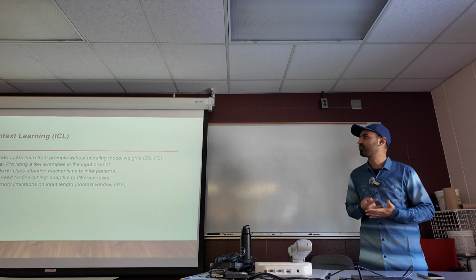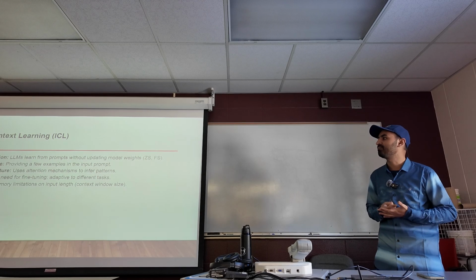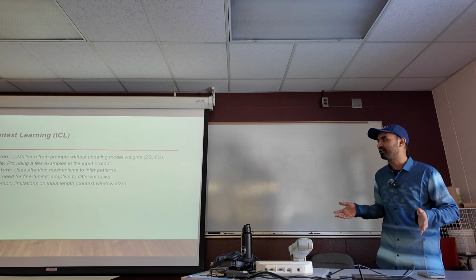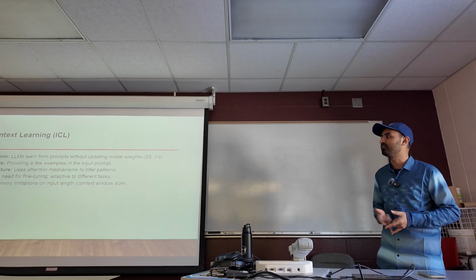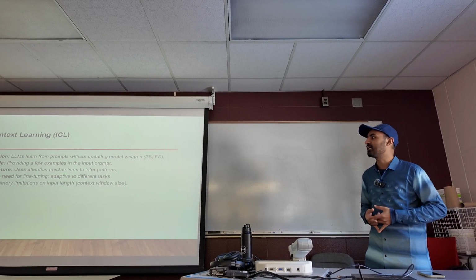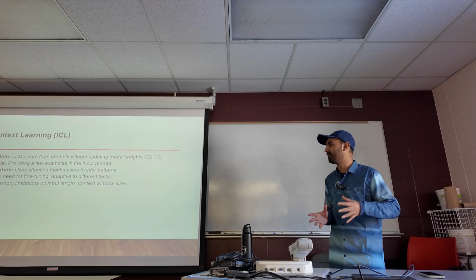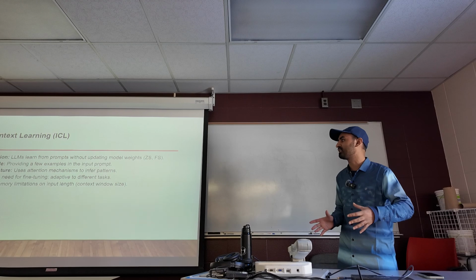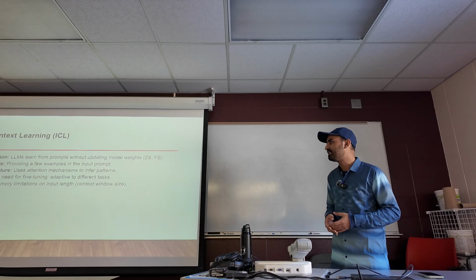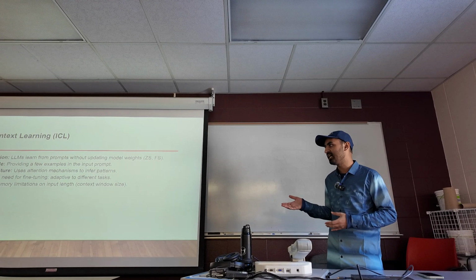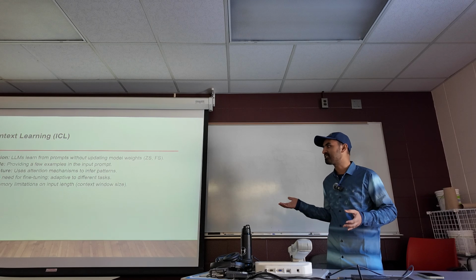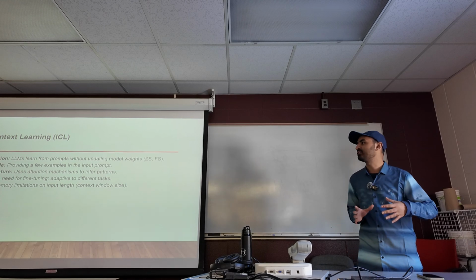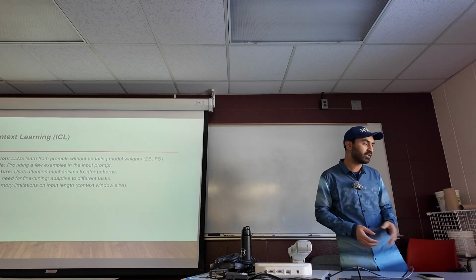So there are some pros and cons of in-context learning. The pros: we don't need to do fine-tuning, and it's adaptive for different tasks. Fine-tuning is costly, and we don't need to do it. The cons: there are some memory limitations on input length. For each LLM there is a context window size. Suppose GPT-3.5 has a 16K token limit, Llama has a 16K token limit. So there is an input token size limit, and this is the limitation of in-context learning.